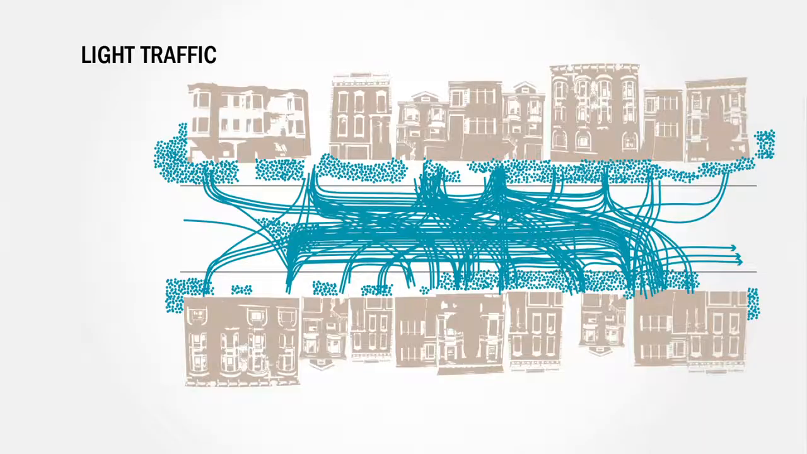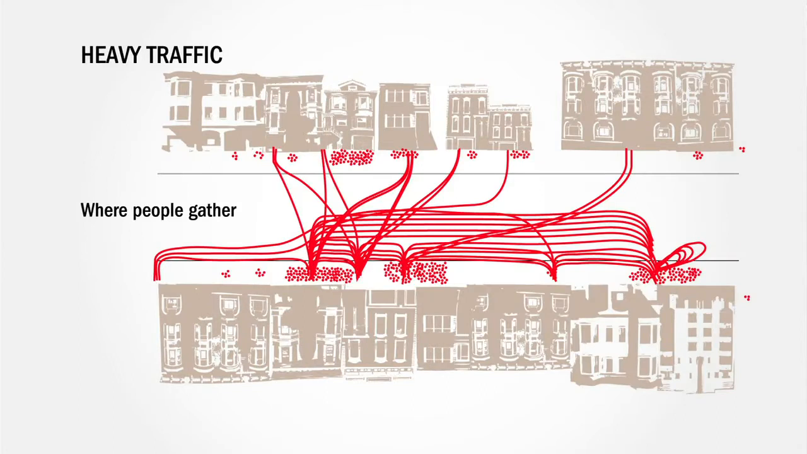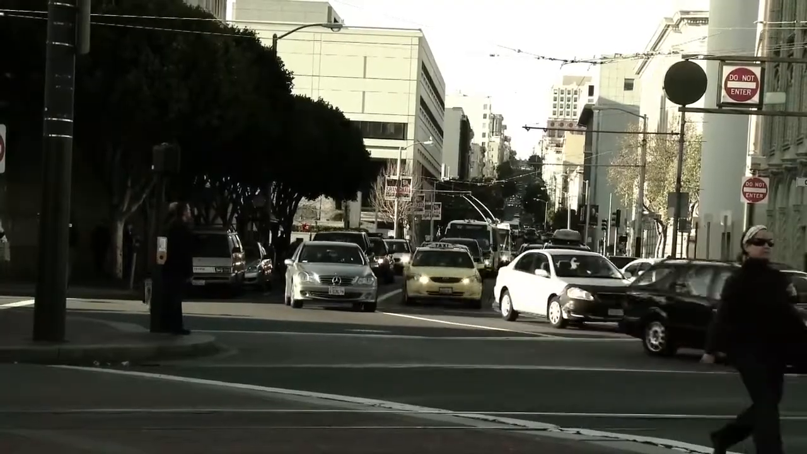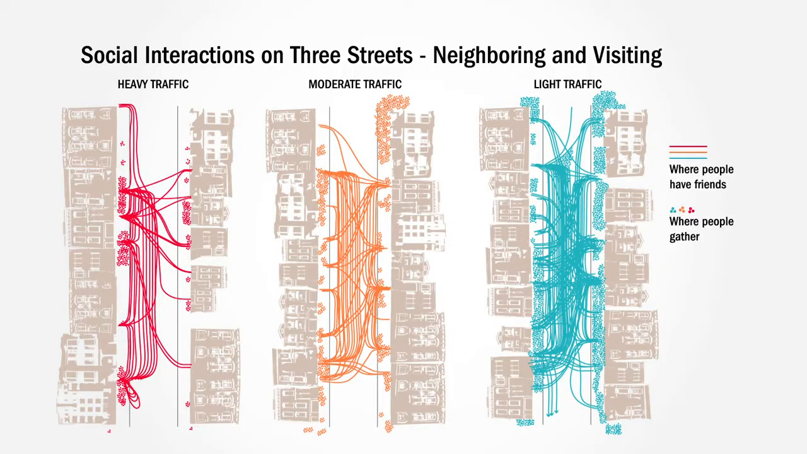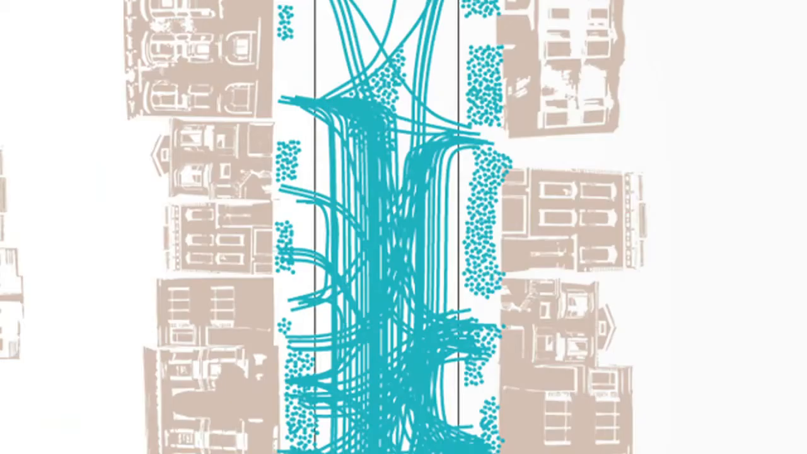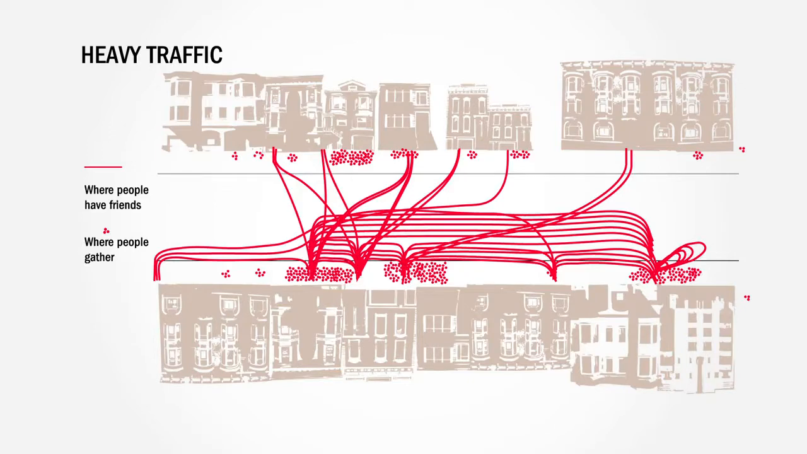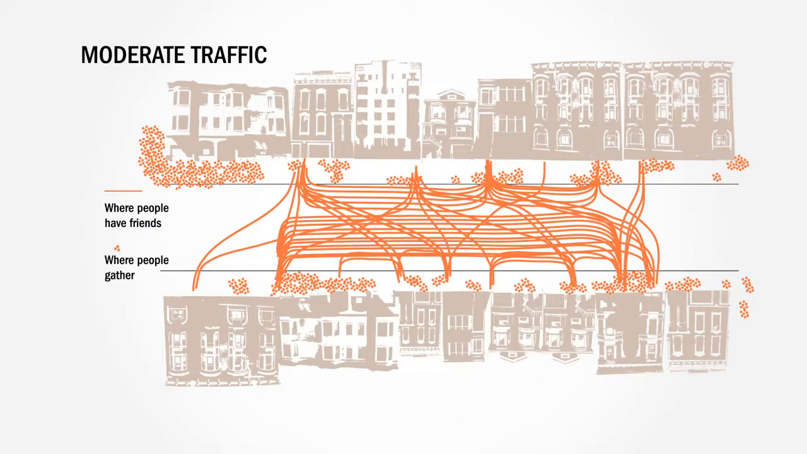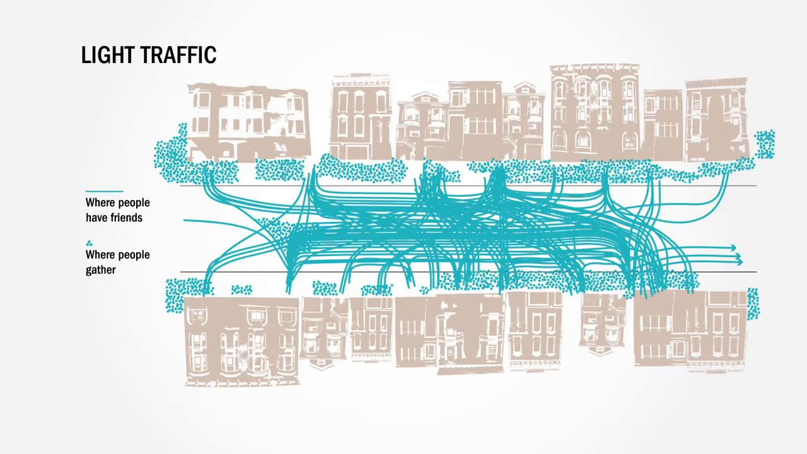Things such as a light traffic street helped knit a community together, and in contrast, a heavily trafficked street would actually rip it apart, and fewer social ties were able to be created. This chart here shows the social interaction on these 3 different streets. So each line shows a connection between one person on the street and another. There are just a lot fewer lines on the heavily trafficked street as opposed to the moderate or the light traffic street, which clearly has a lot more interconnection.